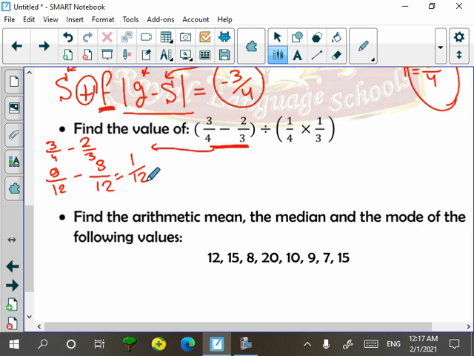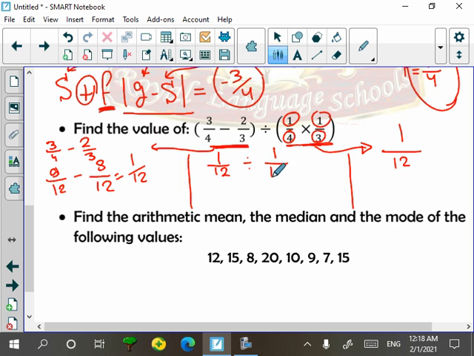And the second term, 1 over 4 times 1 over 3: numerator times numerator equals 1, and denominator times denominator equals 12. Then the question becomes 1 over 12 divided by 1 over 12. Any number divided by itself, the answer will be equal to 1.